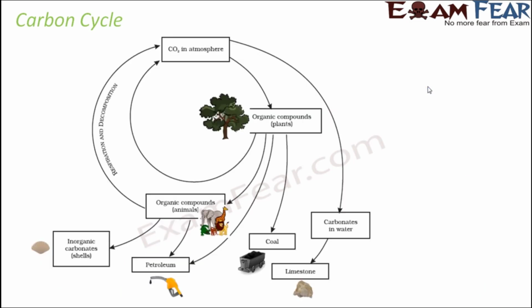Now let's look at the carbon cycle. In the carbon cycle, we will basically talk about two things: the processes which add carbon dioxide to the atmosphere and the processes which take away carbon dioxide from the atmosphere. So these two types of processes together balance the amount of carbon dioxide in the atmosphere. Let us first talk about the processes by which carbon is added to the atmosphere. What are those processes which release carbon dioxide to the atmosphere?